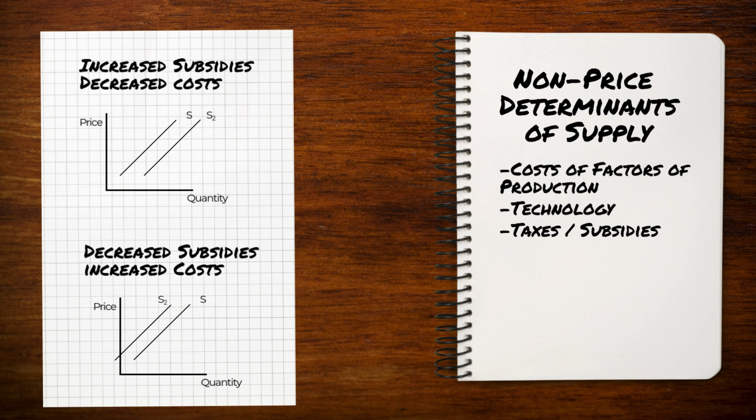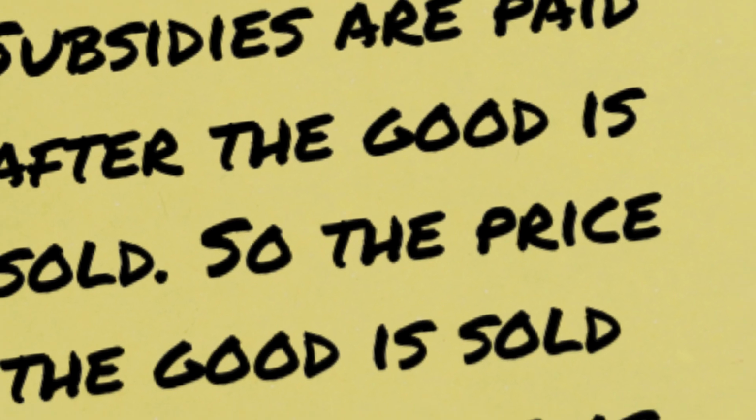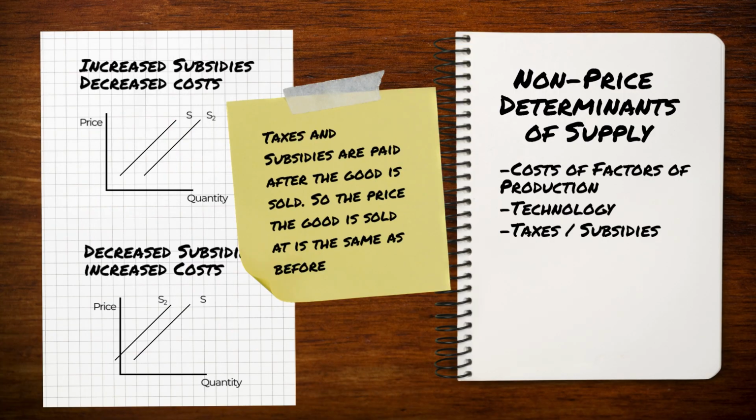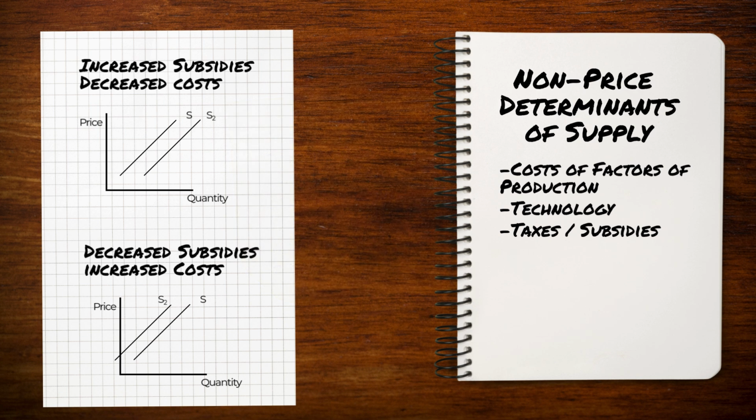It's a little confusing why these are non-price determinants. Let me try to explain. Even though taxes and subsidies effectively change the price received by the seller or the cost of production, since taxes and subsidies are paid after the good is produced and sold, the market price at which the good is sold actually stays the same. So that's why these are still considered to be non-price determinants.